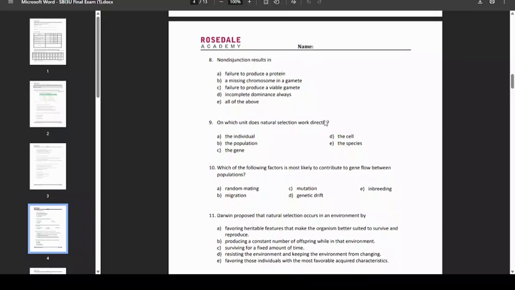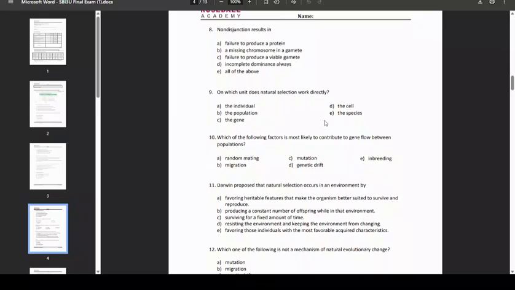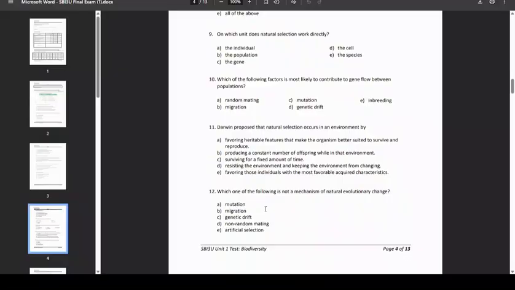Which of the following factors is most likely to contribute to gene flow between populations? Random mating? Not really, because random mating could be within a population. Migration? That is definitely correct, because once somebody moves and migrates to another population, there's definitely going to be gene flow. Alright, 11. Darwin proposed that natural selection occurs in an environment by favoring heritable features that make the organism better suited to survive and reproduce. That's correct. This is a literal core concept of Darwin's law: to survive and reproduce and be the fittest. Fittest means having the most grandchildren.